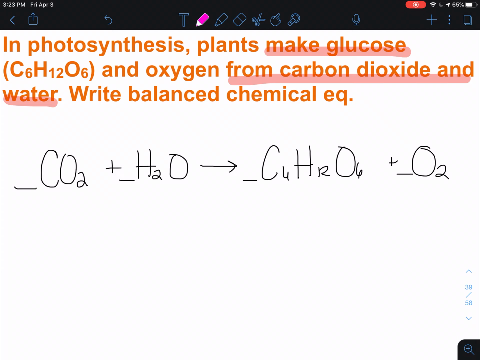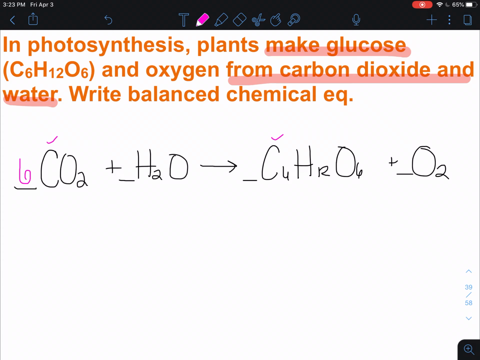So what we're going to do is start comparing products and reactants for each element. We're going to start with carbon. On the reactant side, we have 1 carbon, but on the product side, we have 6. So we're going to have to put just easily a 6 right here to balance out the carbons. I like to do a little check mark, just to say, okay, my carbons are now balanced.